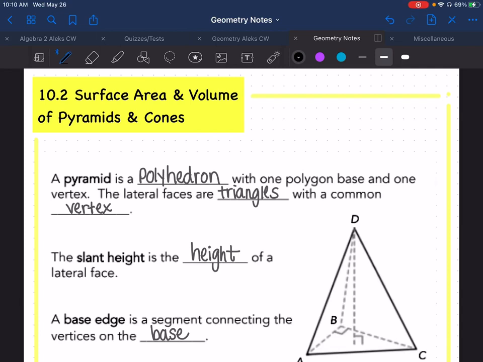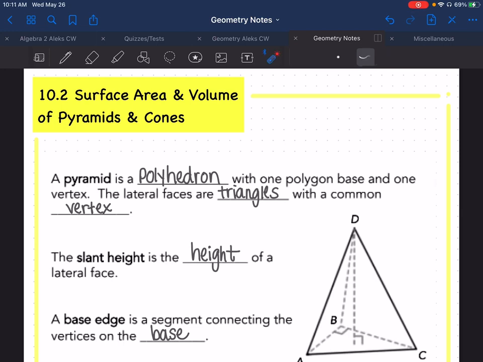Today's lesson is 10.2, Surface Area and Volumes of Pyramids and Cones. A pyramid is what is called a polyhedron. That means it has one polygon base and one vertex. The lateral faces are going to be triangles and they have a common vertex.